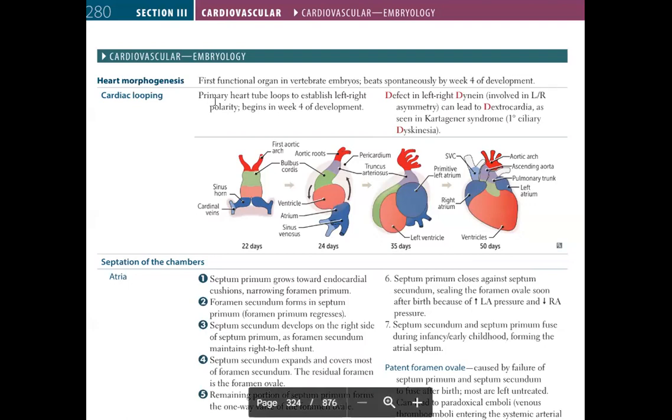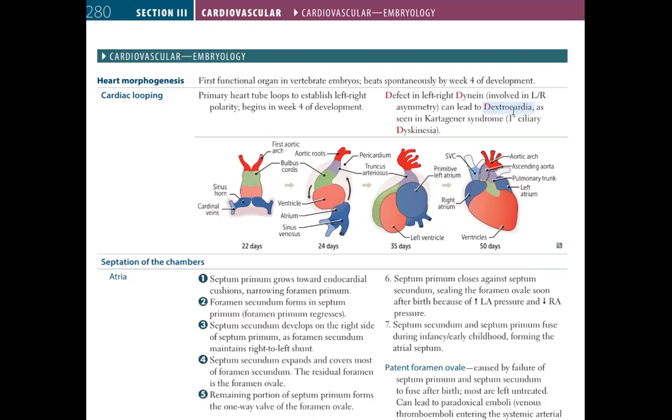Now when you see over here, the cardiac looping, the primary heart tube loops to establish left-right polarity. Left-right polarity is the position they are taking, at the two opposite poles, right and left, and it begins in week 4 of development. Because in week 3, what happened was the 3 layers of gastrulation. A defect in the left-right dynein involved in left-right asymmetry can lead to dextrocardia.